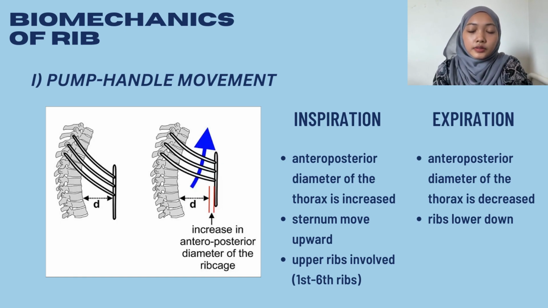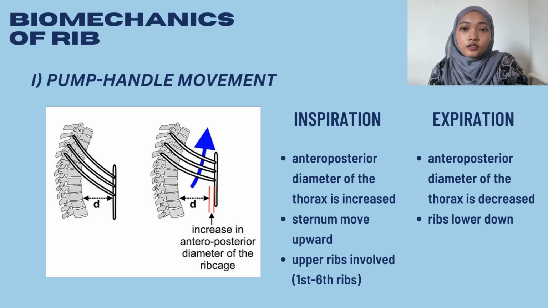By looking at the rib cage from the side, it can be seen that the ribs which unite with vertebrae form the axis of the pump, and the ribs form the handle of the pump. During inspiration, the antero-posterior diameter of the thorax is increased as the ribs are raised. Because ribs slope downward towards the sternum, any elevation of the ribs during inspiration causes the sternum to move upward. Movement at the costovertebral joints results in raising and lowering their sternal ends, indicating pump handle rib movement. The first to sixth ribs are primarily involved in this movement.